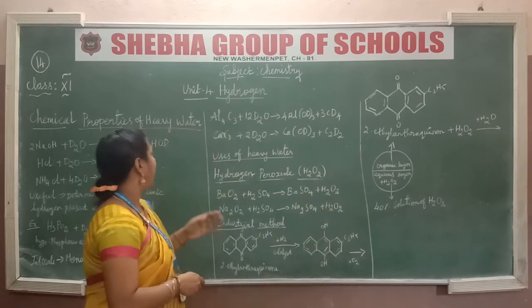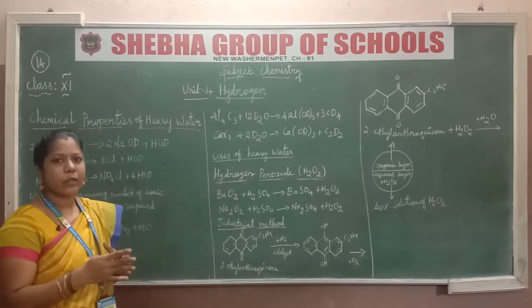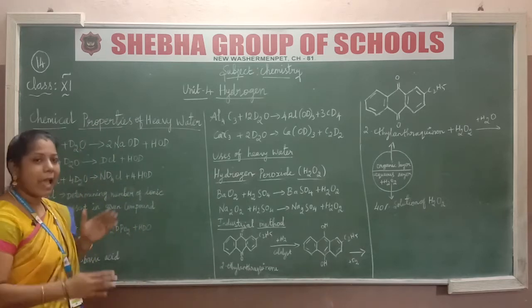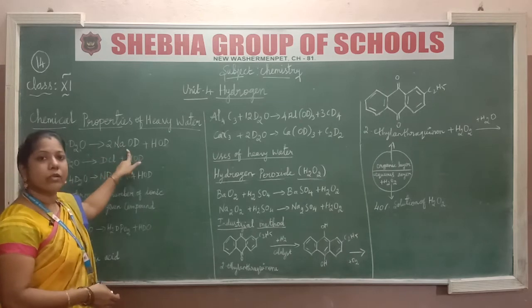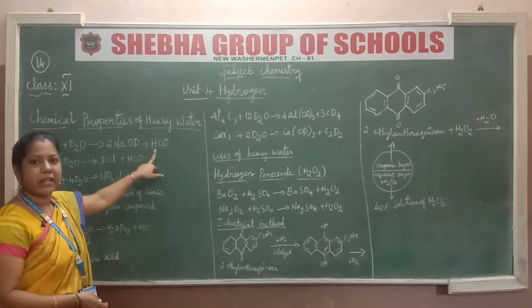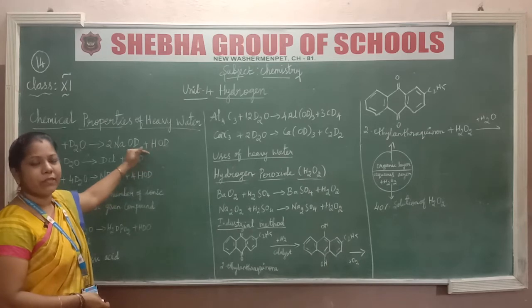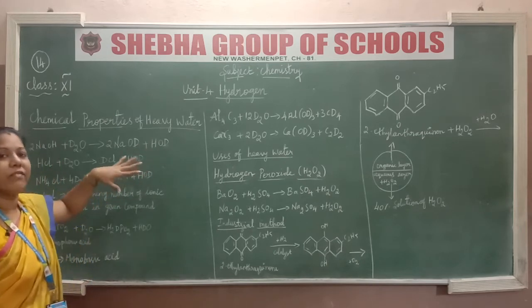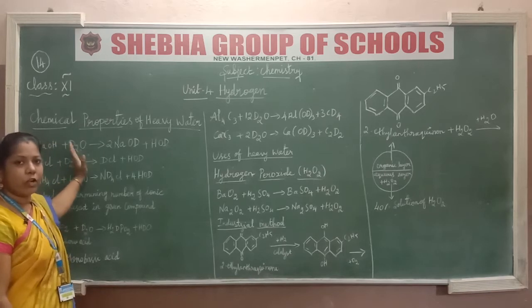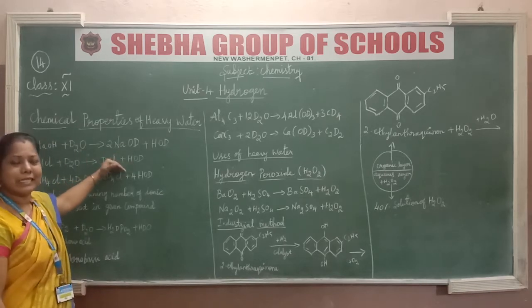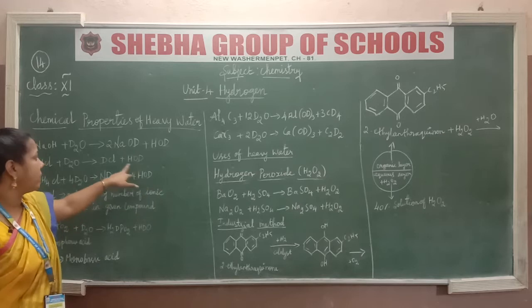So D2O, the heavy water, reacts with sodium. What will happen? Obviously, we get sodium oxodeuterium along with hydrogen oxodeuterium. So these are the primary chemical properties of heavy water. And hydrochloric acid also reacts with heavy water. So this gives DCl, that is deuterium chloride, and HOD.